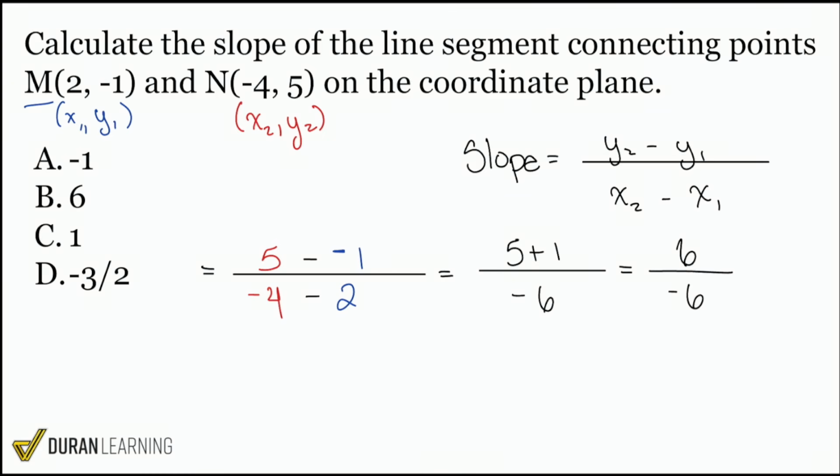And everybody, when you divide the same number over itself, 6 divided by 6, that's going to give us what? Yeah, it's going to give us 1, but because we have a positive over a negative, divided by a negative gives us a negative. So that will be negative 1. And there we go, my party people.